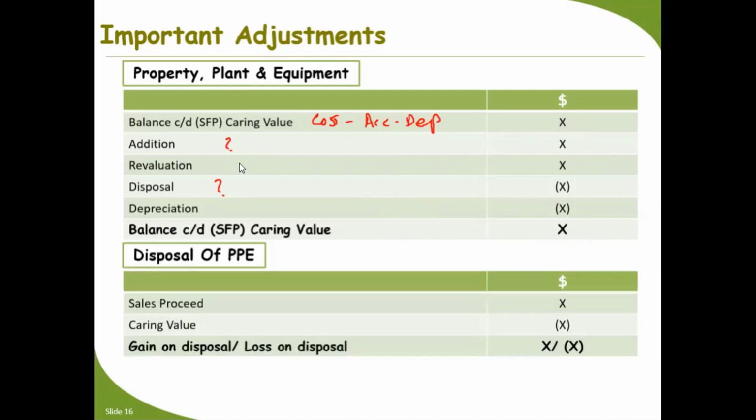Then disposal of PP, over there we are supposed to calculate the major thing, gain or loss. If sale proceeds are greater than your carrying value, then there is gain. Carrying value of disposed asset. Okay. And then we have gain on disposal or loss on disposal. So usage of these proformas will depend upon what sort of data you have in your question.